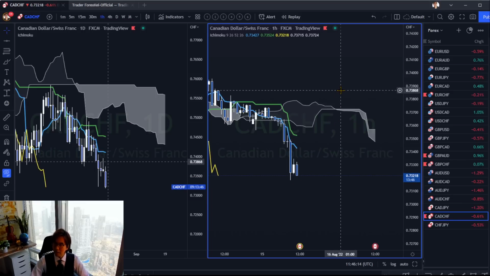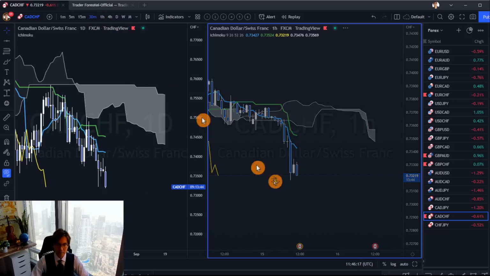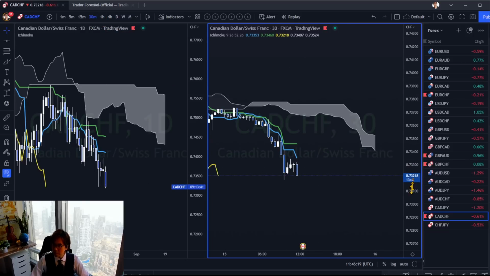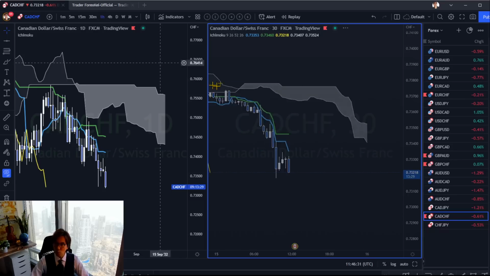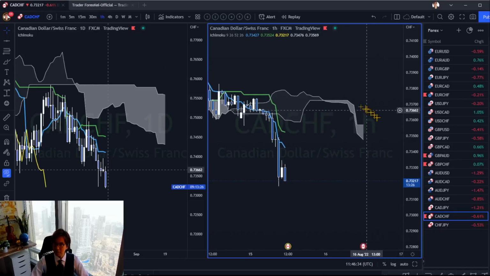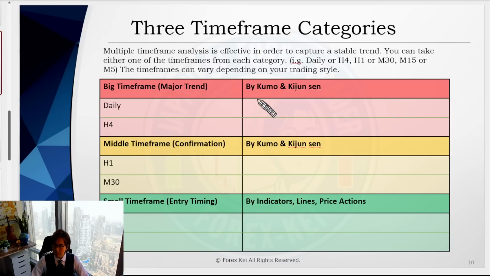But before moving on, let me also check the 30-minute. The 30 minutes is now flat, right? Senko span B is down, A is down, but Kijun Sen is flat. So we can't take the 30-minute chart as a confirmation, but we can take the 1 hour to confirm the downtrend. So in this example, again, daily is down and 1 hour is down, and we look for the entry timing based on the 5-minute.